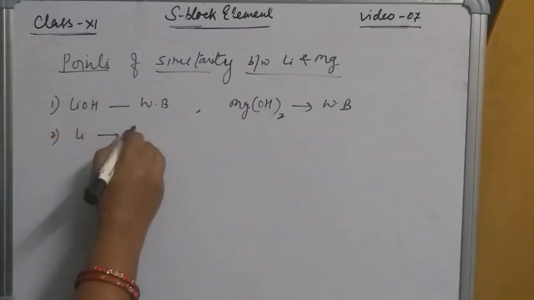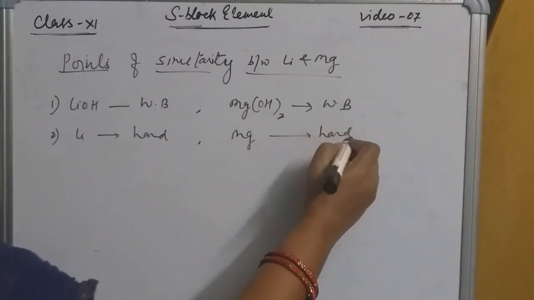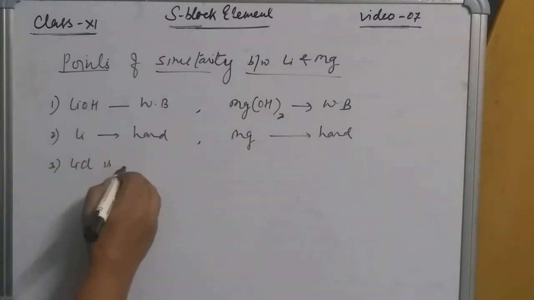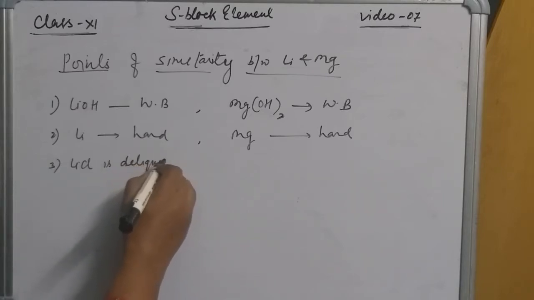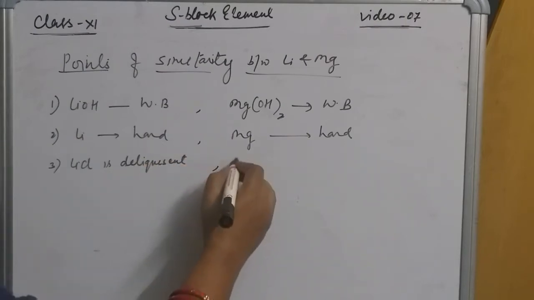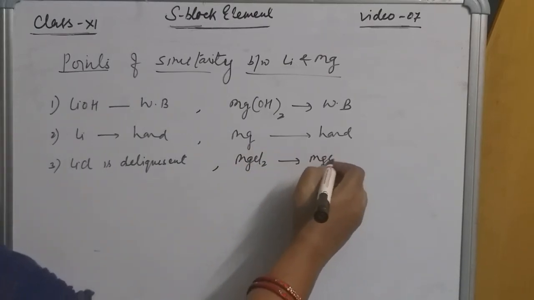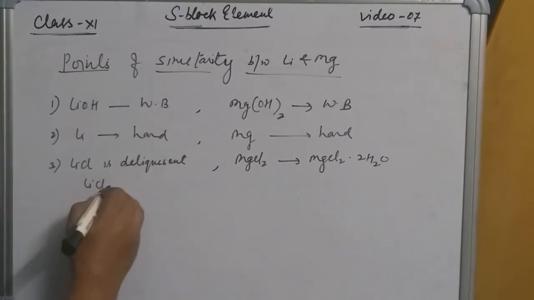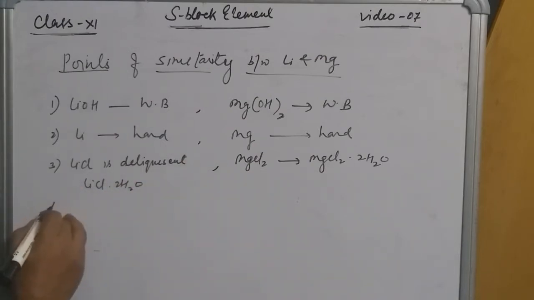Lithium is hard in nature, whereas magnesium is also hard in nature. Lithium chloride is deliquescent in nature. Magnesium chloride is also deliquescent in nature. Lithium chloride and magnesium chloride show similar chemical properties.